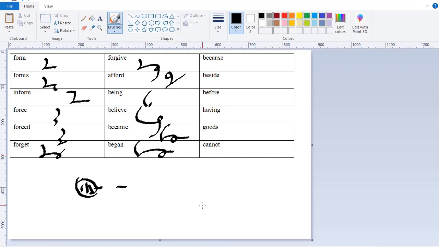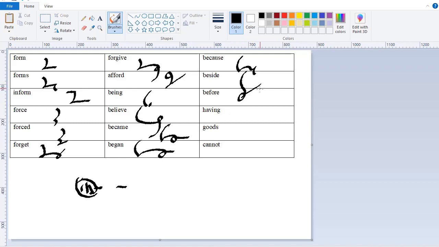Next, we have because. Because, we have B, we have K, and then we have, oopsie, we have O, and then we have S. Because. Let's redo it. We have B, we have K, we have O, we have S. Because. Okay? Next, beside. Beside, we have B, we have S, we have I, we have D. Beside. Okay, so as you can see, the S used there is our right S.